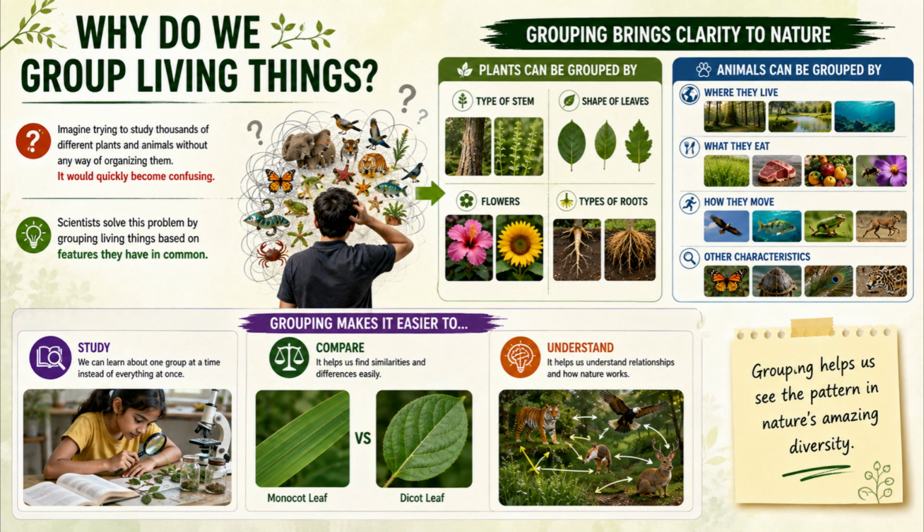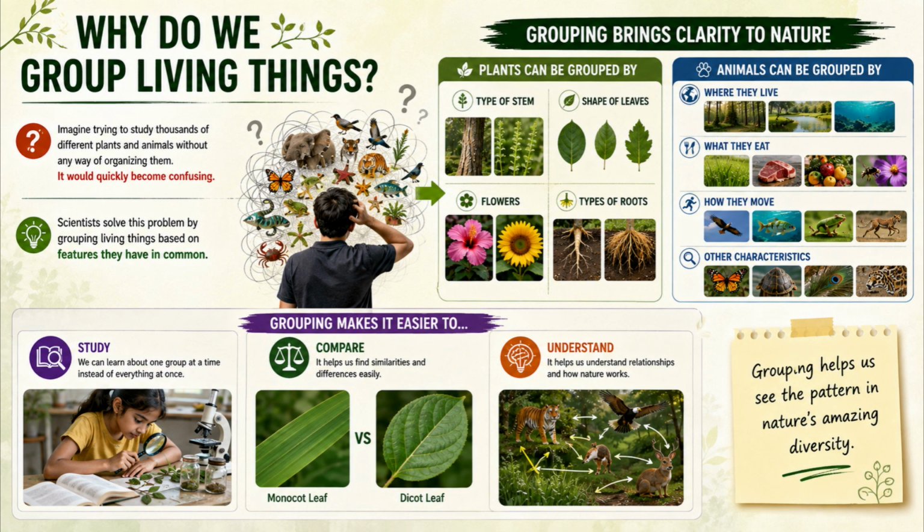Imagine trying to study thousands of different plants and animals without any way of organizing them. It would quickly become confusing. Scientists solve this problem by grouping living things based on features they have in common.